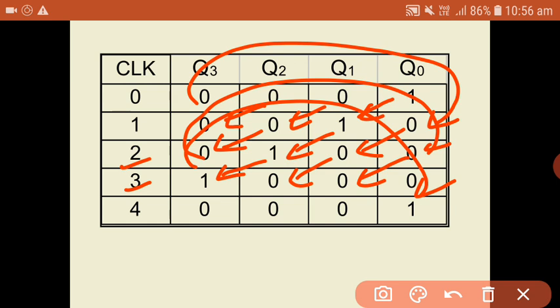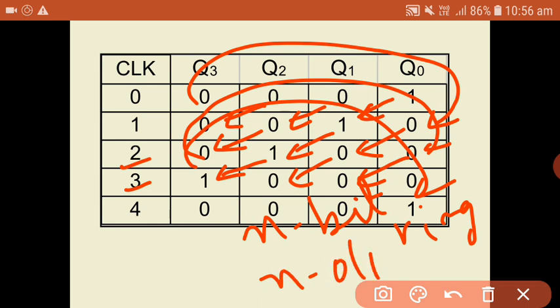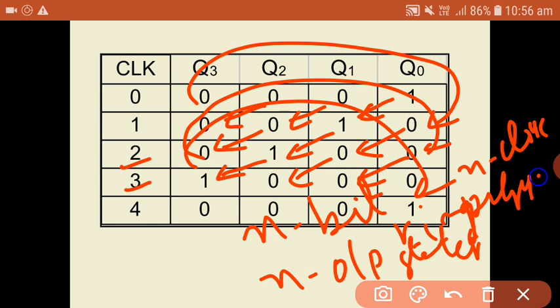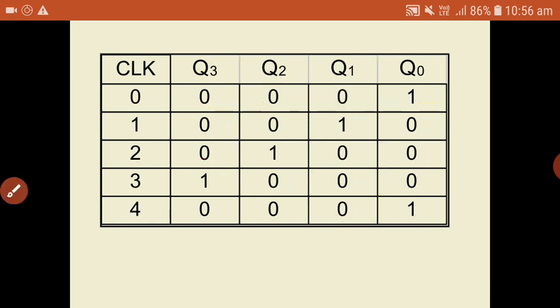Okay, so depending upon the number of flip-flops you are using, that many different output states will be possible for a ring counter. So for example, if you are considering an n-bit ring counter, it will have n output states, so that it can count only n clock pulses. Okay, so that is the difference between a ripple counter and a ring counter.